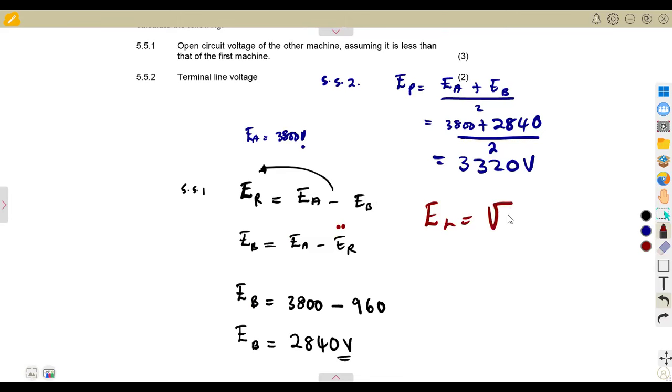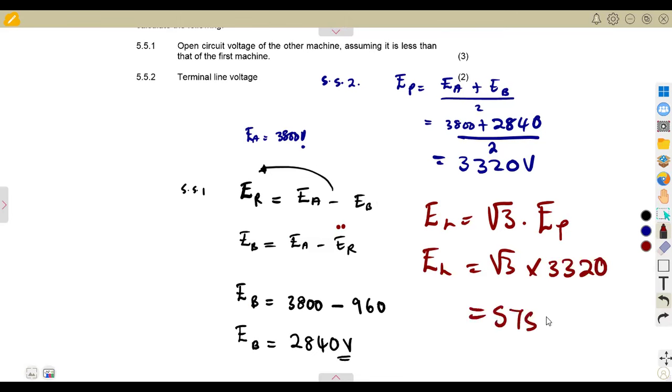So the terminal voltage now, which is EL, because it's a star connection. Remember, the line voltage is square root of 3 times the phase. But this you consider as EP, the way that you wrote there. So EL is going to be the square root of 3 times EP, which is 3,320. And that was going to give us 5,750.409 volts. That is our terminal voltage at the end.